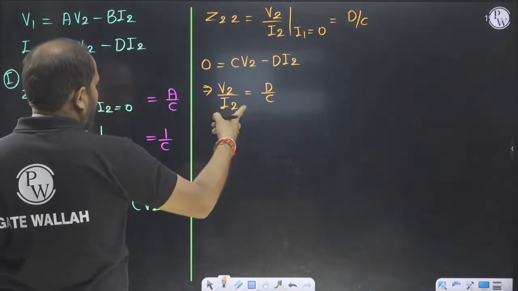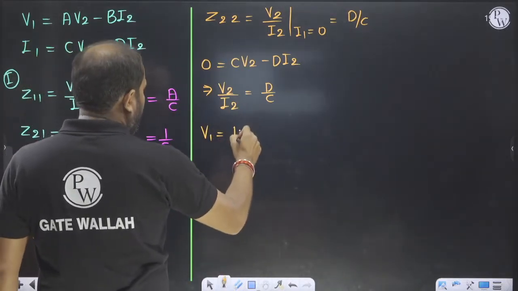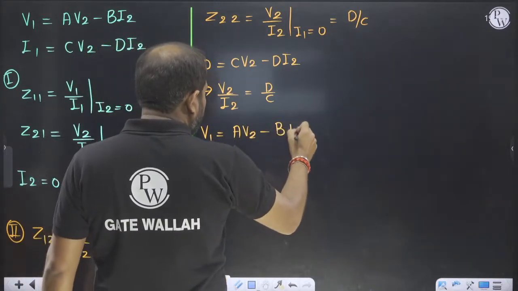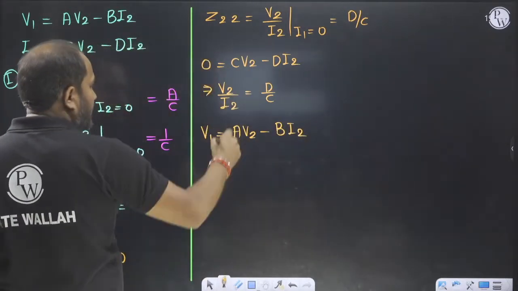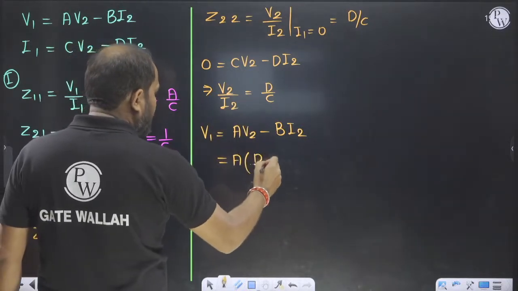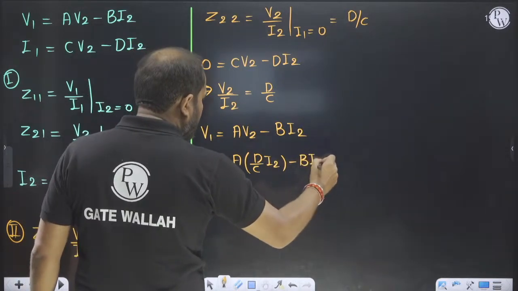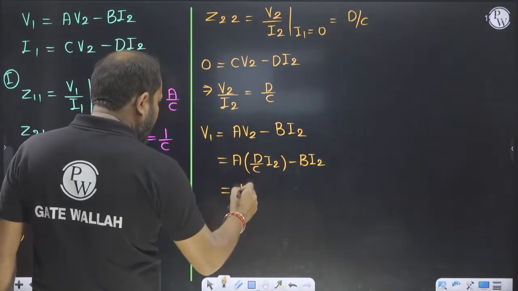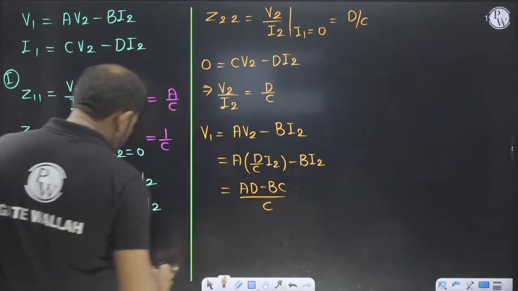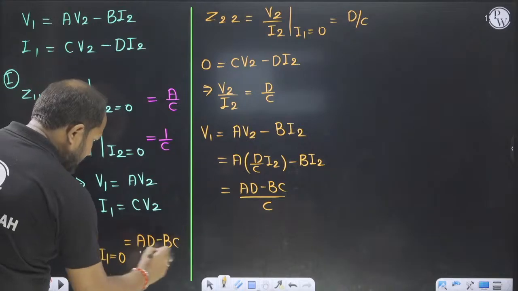Then V1 is equal to A V2 minus B I2. I will put V2 in terms of I2. So V2 in terms of I2 is D by C times I2, and then B I2. So we have (AD minus BC) divided by C.